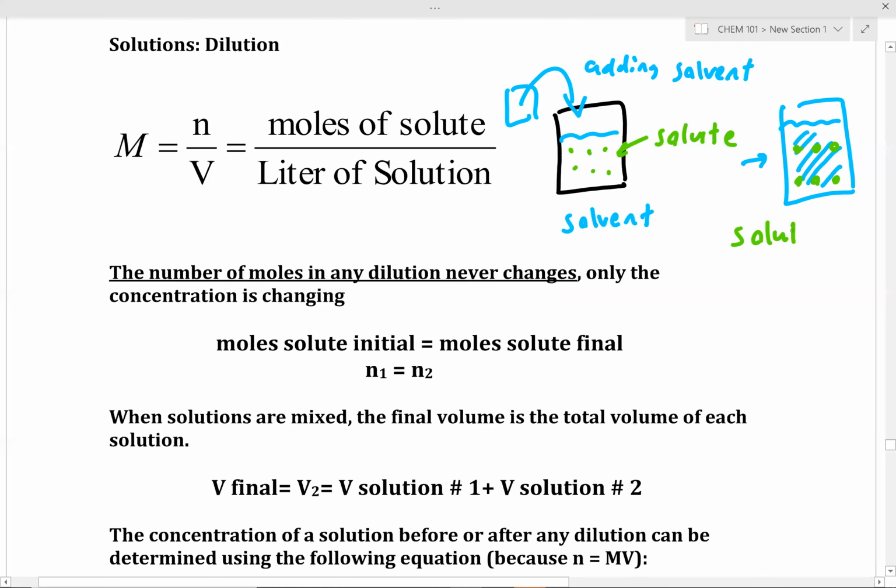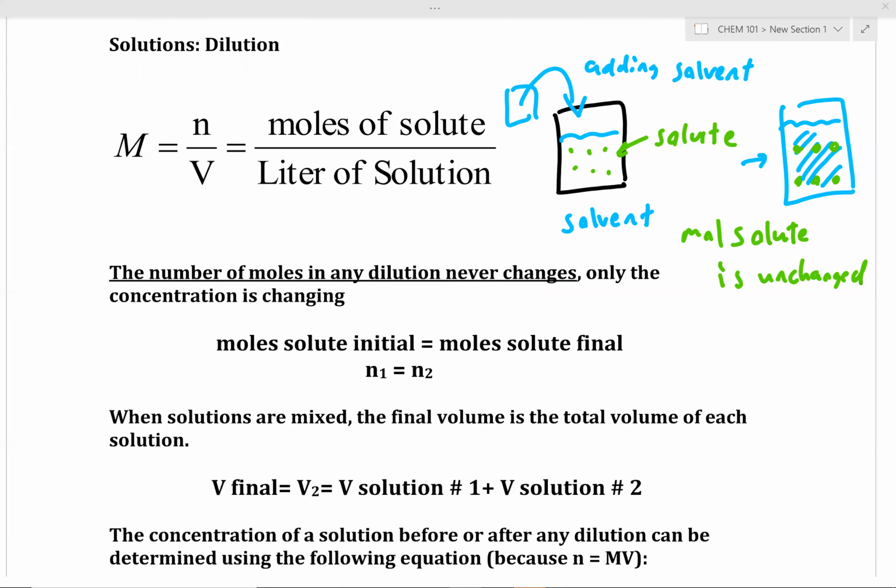So the moles of solute is unchanged. If the moles of solute changes, or if you're adding something other than just pure solvent, you're not doing a dilution. You're doing an entirely different process. You're just mixing things together. And those are handled mathematically in a different way. Does that make sense? Okay.